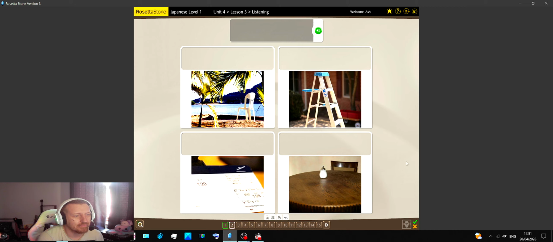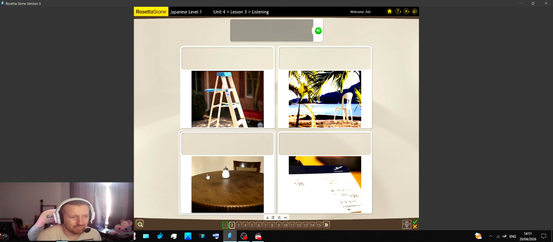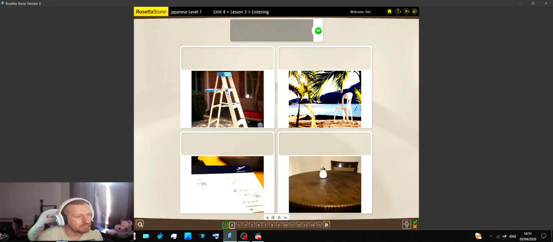チケットは紙でできています。The ticket is made of paper. はしごは金属でできています。The ladder is made of metal. テーブルは木でできています。This table is made of wood.